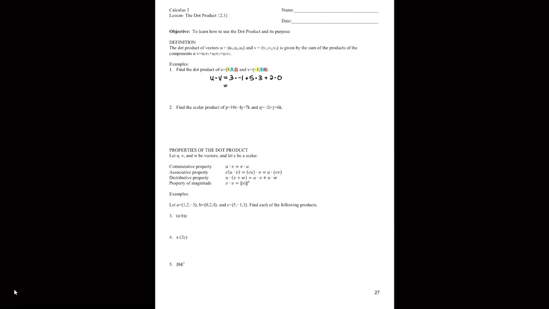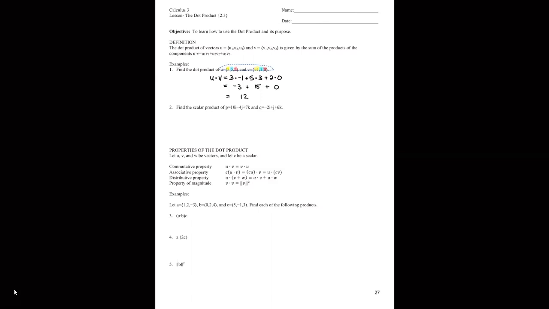We'll get into the meaning of it in a little bit. For now, we're just talking about the skill. So 3 times -1 is -3, plus 15, plus 0. The result is going to be equal to 12. Again, that number has meaning, and we'll talk about it, but for now let's just focus on finding dot products.